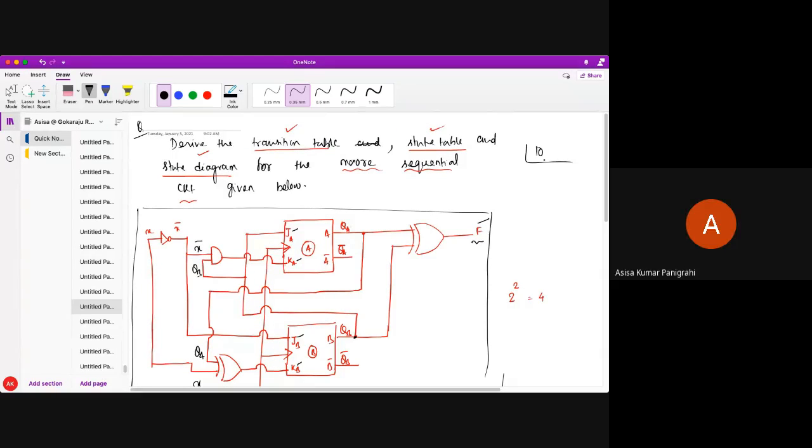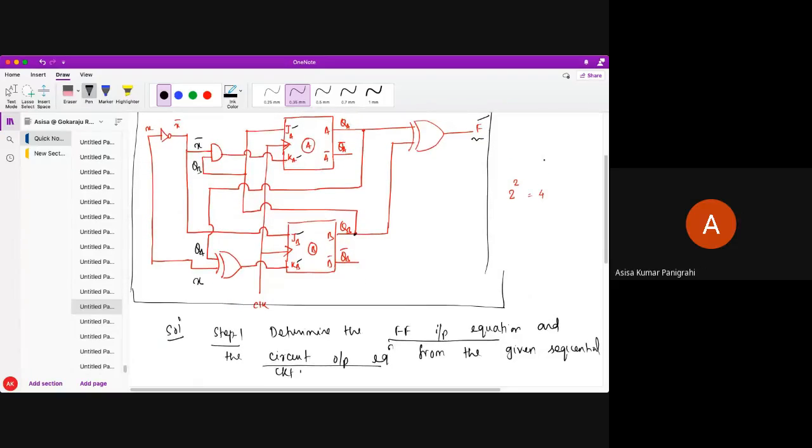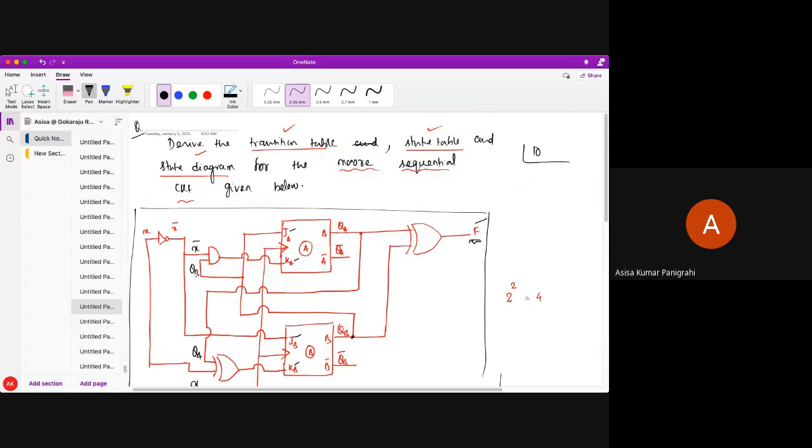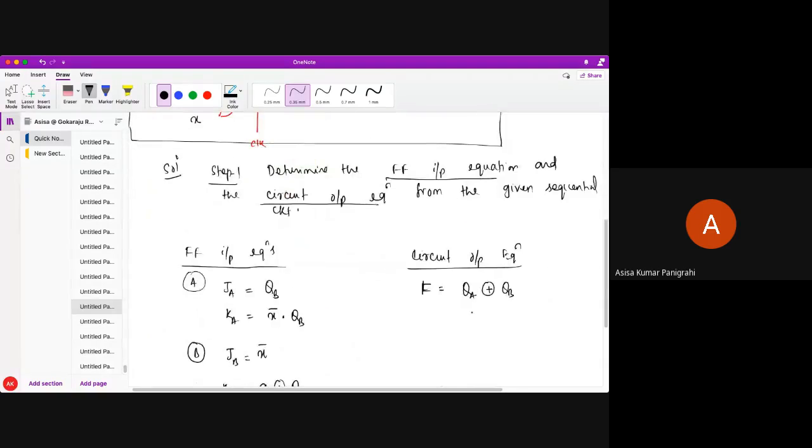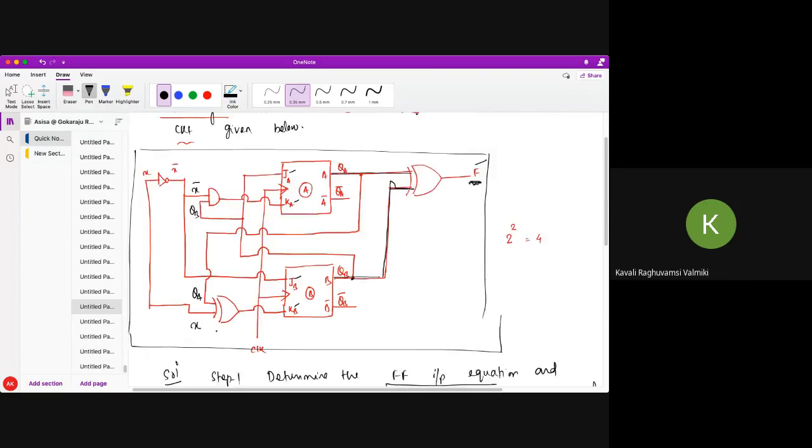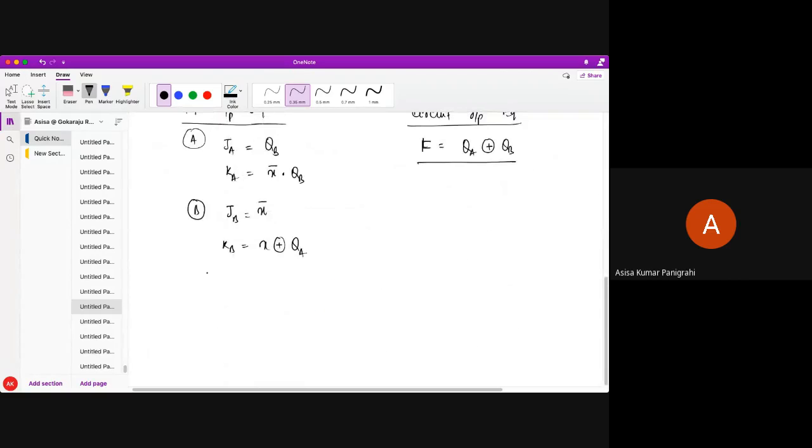Yeah, tell me. Sir, can you explain the output, sir? Output is what? Output is F. F is what? XOR. How is XOR? QA XOR QB. Simple. So that only I have written. The circuit output equation is QA XOR QB. Understand now? Yes, sir. Understood, sir. Okay. Now, step number 2.